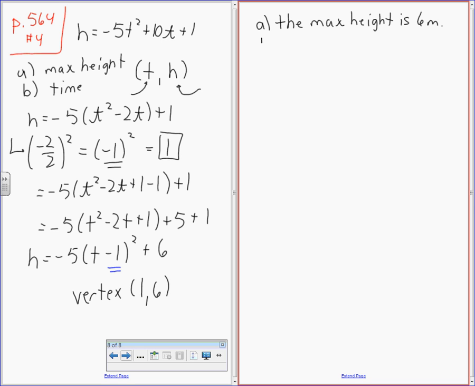And then B is just going to say the time is 1 second. There will be someone on the final exam that will tell me the max height is 1, 6, and I will shake my fist like this as I'm marking it, because that's not right. Sorry, don't be scared, I'm tired. I apologize if I say anything mean. I'm not threatening anybody.